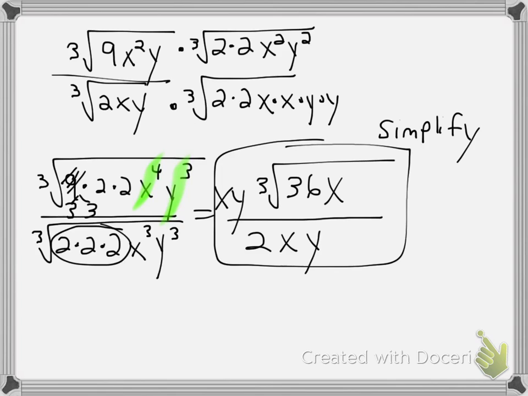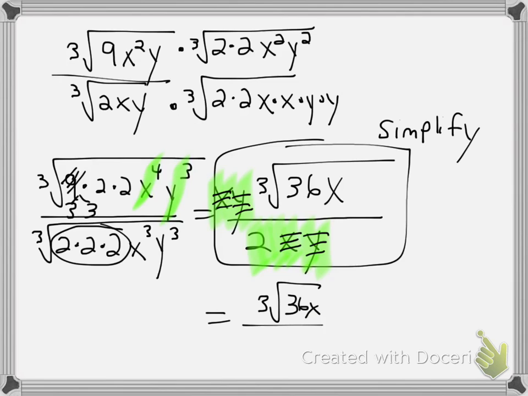So now what I'm going to do is put my attention to what is outside of my radicals and see if I can simplify that even more. Now you can see that these x's actually divide out. These y's actually divide out. So now we're left with the cube root of 36x all over 2, and that is completely simplified. So that's one way that we can go ahead and simplify using this term called rationalizing our denominator, right? So that's one way. I'm going to show you another way in another video.